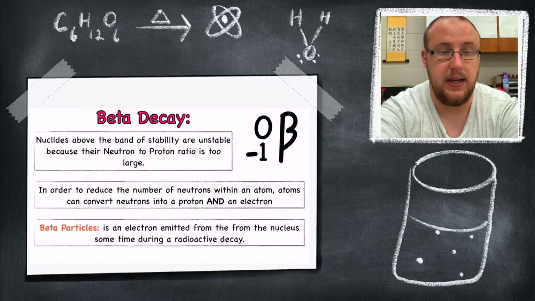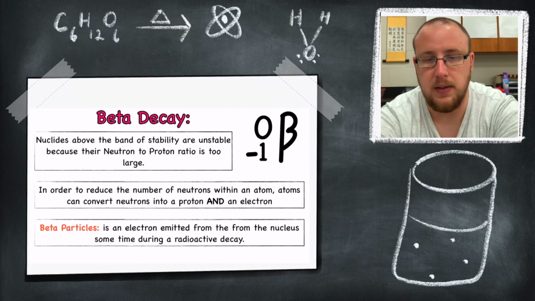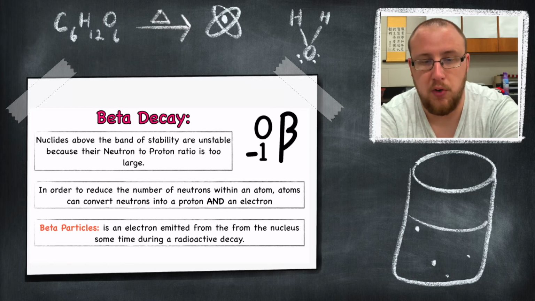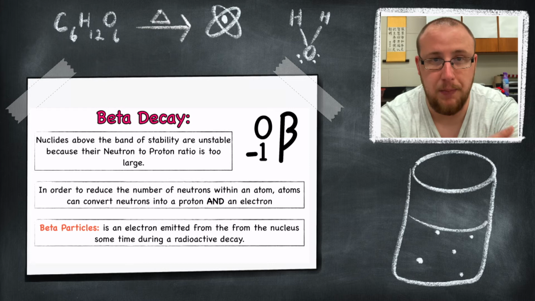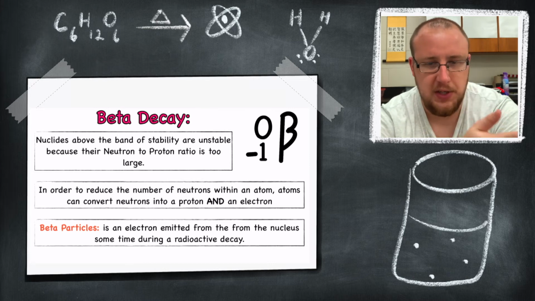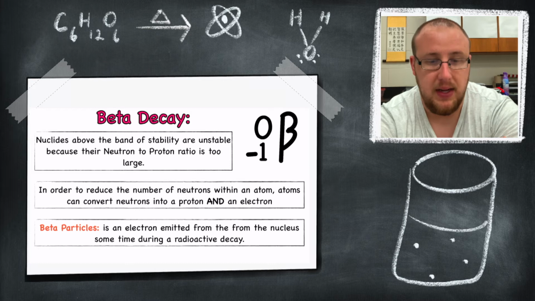Now let's go to beta decay. Okay, in beta decay, nuclides are above the band of stability and are unstable because their neutron-proton ratio is too large. So we bring back in this band of stability again. So these atoms are more likely to be above the band of stability. Okay, that ratio is going to be above it. Because of that, they need to be able to get rid of some stuff. Their ratio is too big.